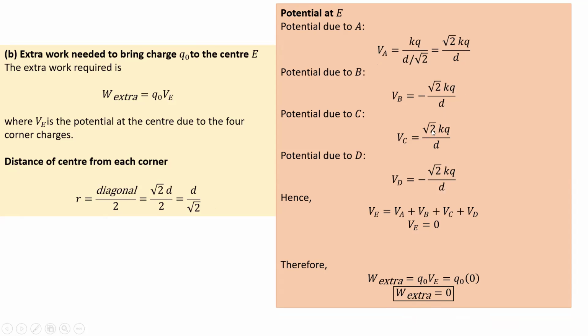At C, positive charge is there. At D, negative charge is there. Total potential, if you add all this, it is a scalar quantity, right? Just you have to add VA plus VB plus VC plus VD equal to 0. Now, total potential is 0. Therefore, work done equal to 0. The total work required to bring the charge Q naught at the center equal to 0.